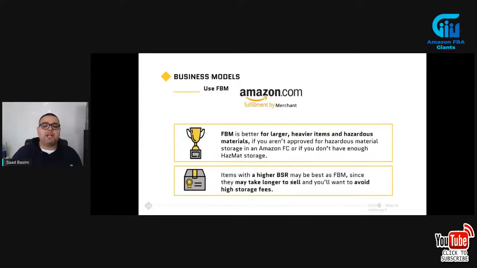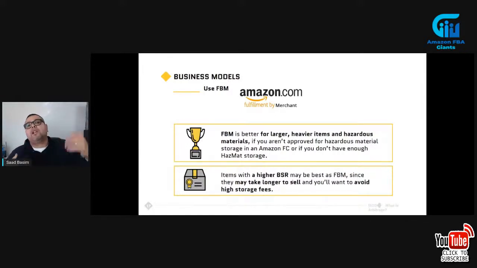Now, FBM is better for larger, heavier items and hazardous material, which is really important because there are some products, like for example, a Spider-Man web toy, whatever it's called, that is actually hazardous, and you can't send it to FBA, but it sells for good money. So I have it in my storage unit, and I actually just fulfill it by myself because it's hazardous.